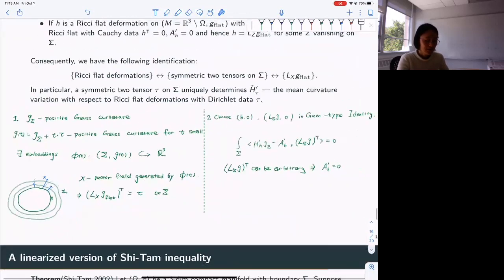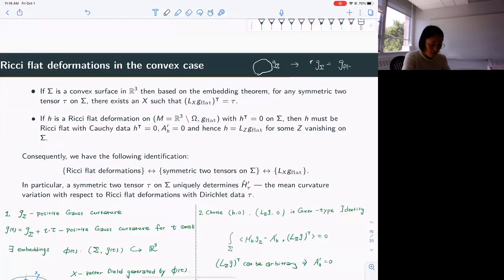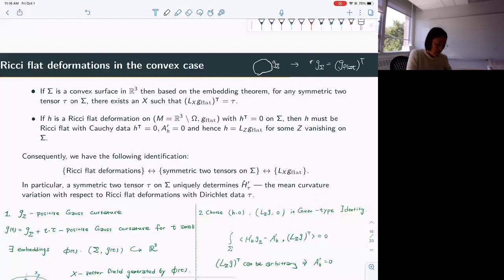The embedding theorem tells us that if sigma is convex, with positive Gauss curvature, then the metric on sigma can always be realized as the Dirichlet data of a flat metric on some surface. The linearized version is that if sigma is convex, any tensor tau can be realized as the Dirichlet data of a flat deformation, of a diffeomorphism deformation. Okay, that's the first observation.